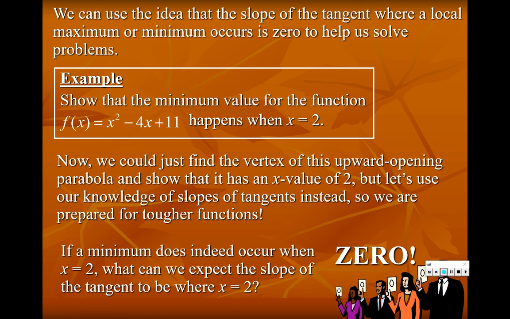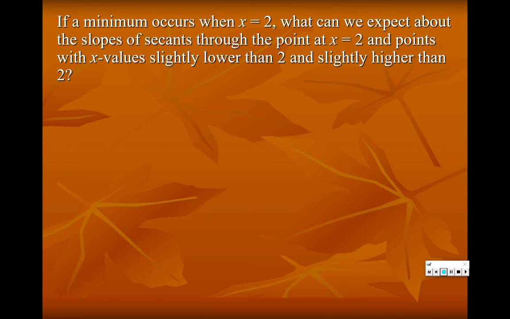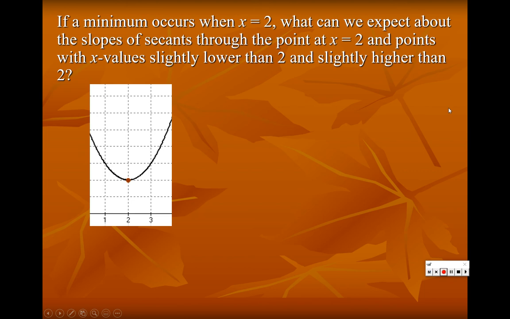Everybody says 0. Good. If a minimum occurs when x equals 2, what can we expect about the slopes of the secants through the point x equals 2 and a point with x values slightly lower? It's a giant sentence that might mess you up. Yeah, I need to draw a little picture here. Minimum at x equals 2. Here comes the picture.